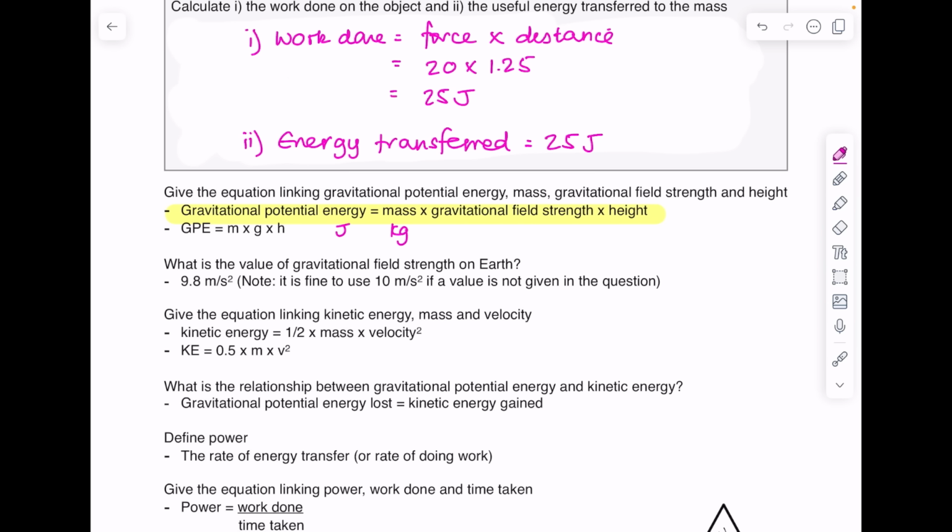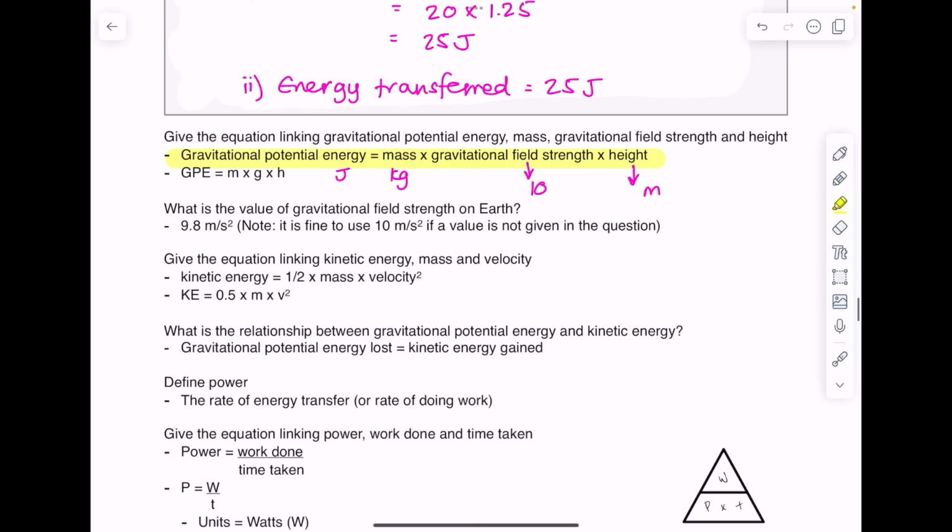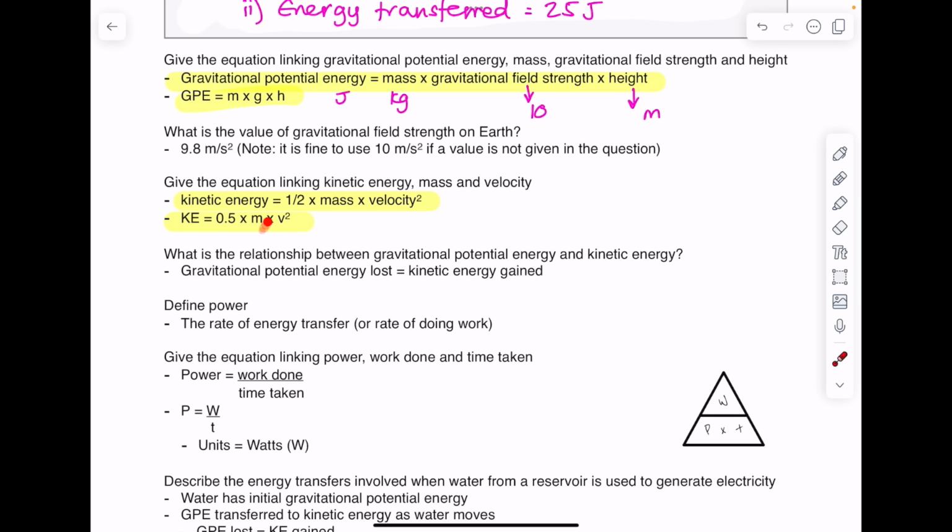Our unit for mass is kilograms. Gravitational field strength, you do need to remember that number. It's 10. Height is measured in meters. Another important equation is kinetic energy equals half mass times velocity squared. I wouldn't worry about rearranging that equation when it comes to using it. If you're asked to find something like V, it's much easier if you just sub in the numbers in the same place, and I'll show you some examples later on.